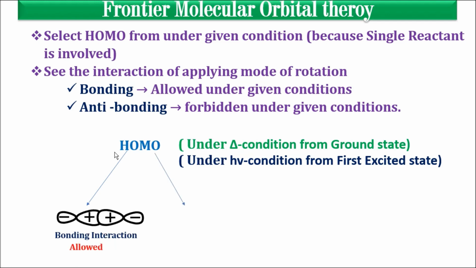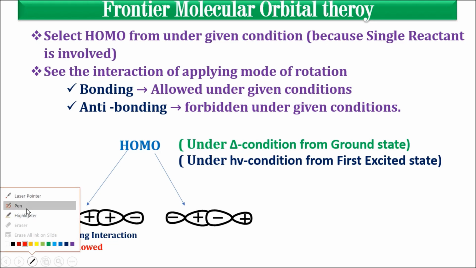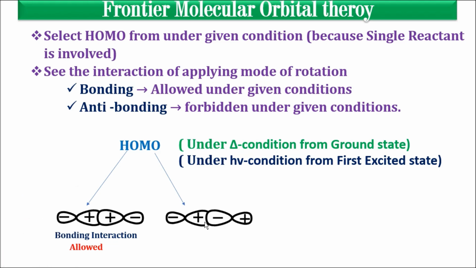Again, if after applying the rotation you get this type of interaction, plus lobe overlapped with minus lobe, then it is called an anti-bonding interaction. This anti-bonding interaction is forbidden. That means the applied rotation is forbidden. So friends, these are the basic concepts we have to remember for frontier molecular orbital theory.